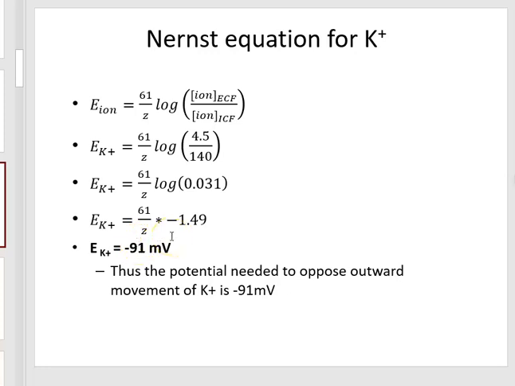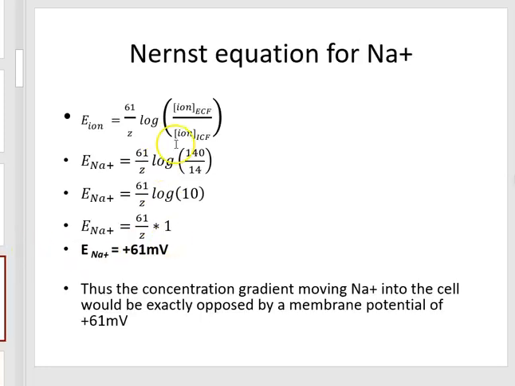What about for sodium? So for sodium, we do a similar calculation, and we find that its ion gradient is reversed, so we get a positive number, and we get a positive 1 for that. And so for sodium, the membrane potential that would hold sodium still would be +60.